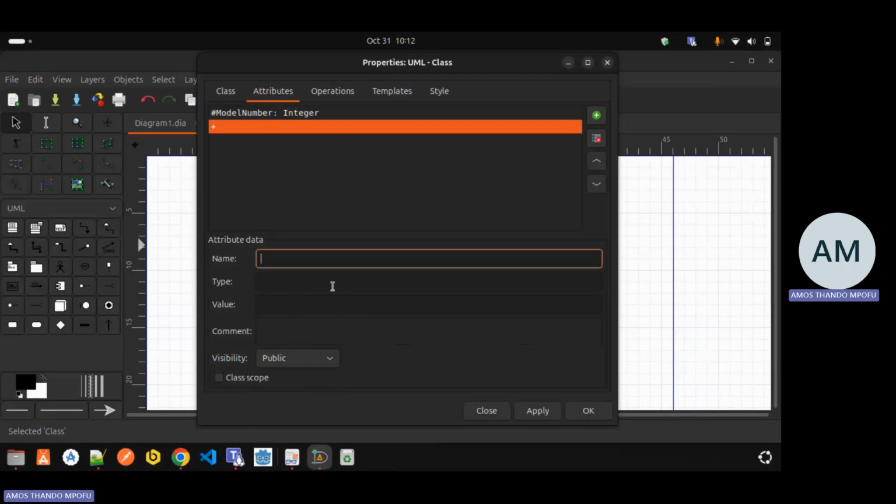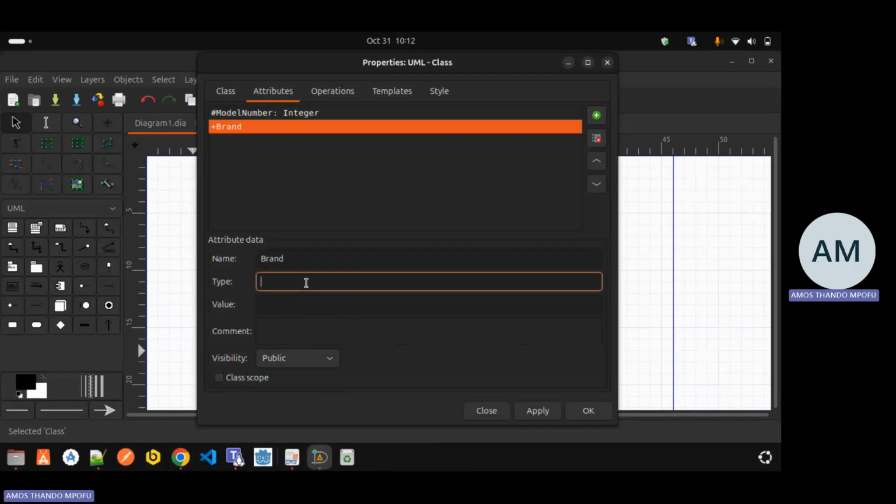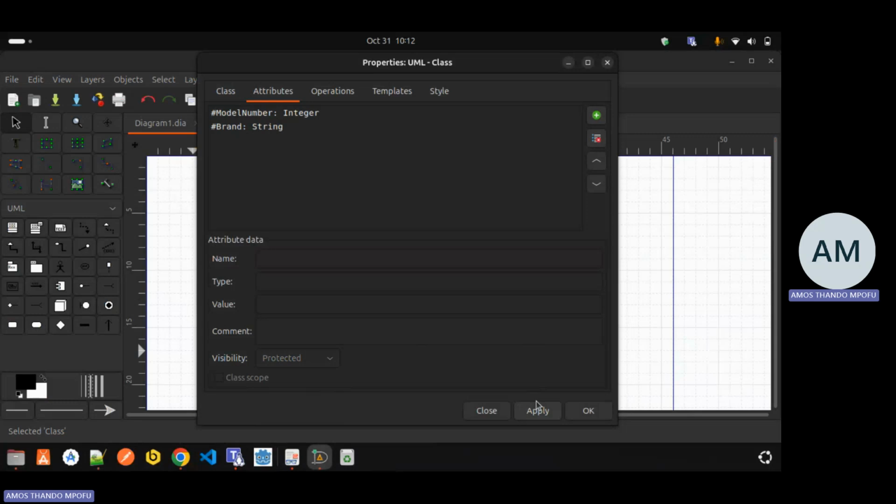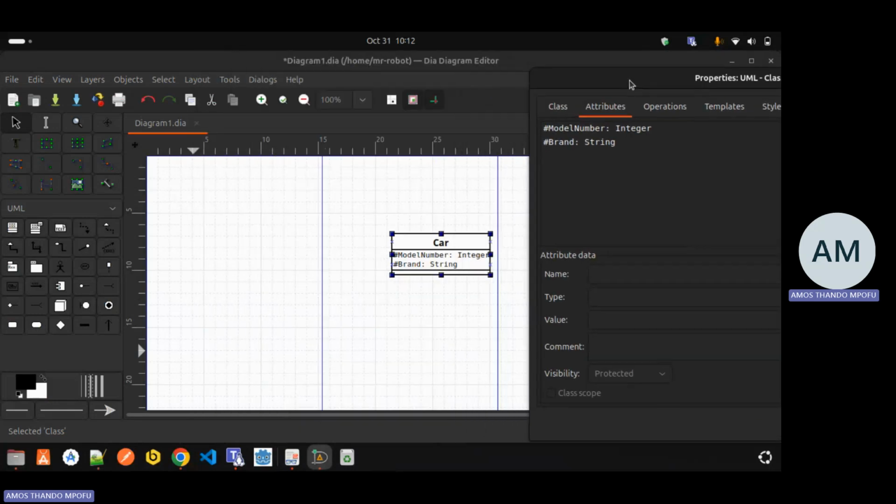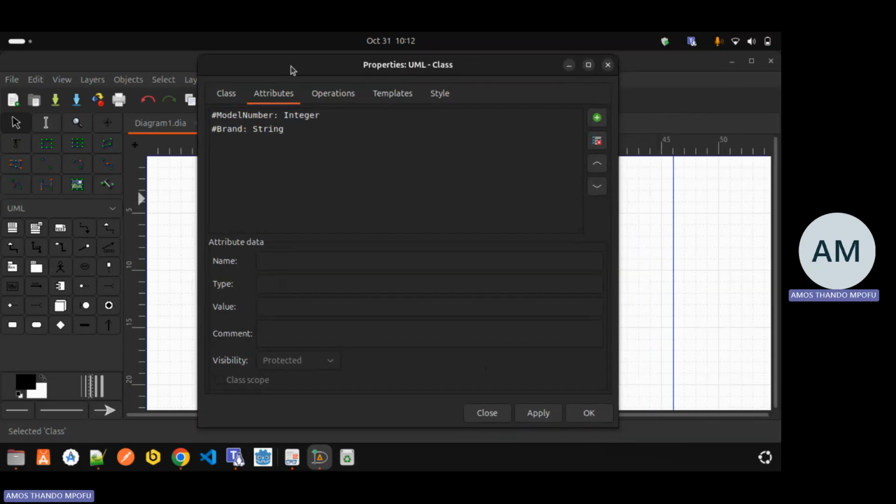And then the second thing that I would like to know is what brand is the car, right? And then for here, I'm gonna make it a string because I want to know what brand it is. The brand is, for example, BMW, Mercedes, things like that. That's what we call the brand. And I also make it protected because remember we have inheritance. And then I'm gonna click apply to apply these changes. So now I have these two attributes. If I put this away, you see that it also updates my class, my model, right?